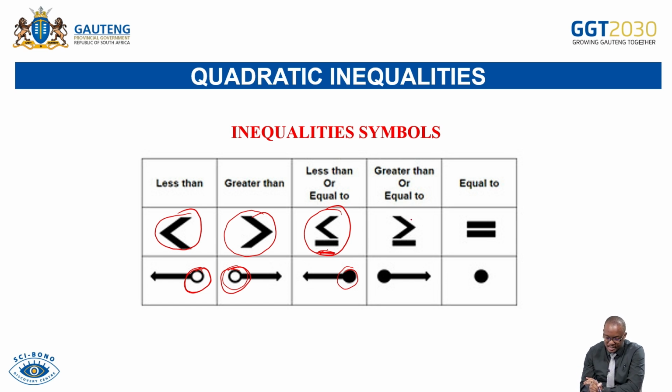Then we go to the next one. We have the greater or equal to. And when you present it graphically, you are going to shade that circle there. Then we have equal to. That's why equal to is a shaded circle there. So those are the symbols that we are going to look into when we're dealing with quadratic inequalities. And please understand that whenever it doesn't have an equal, you open the circle.